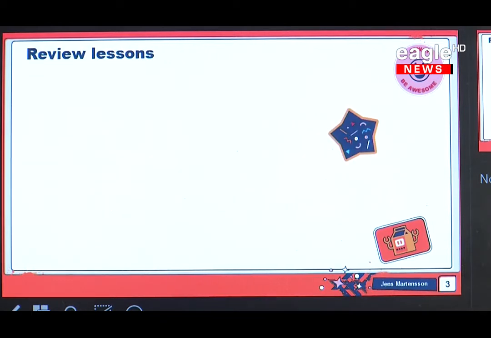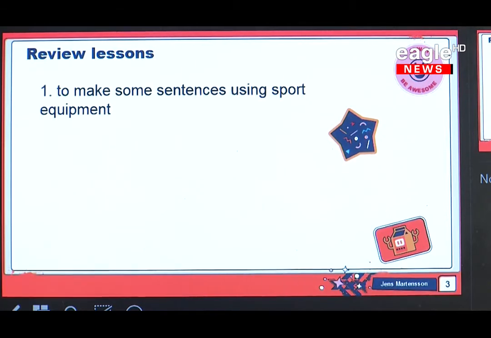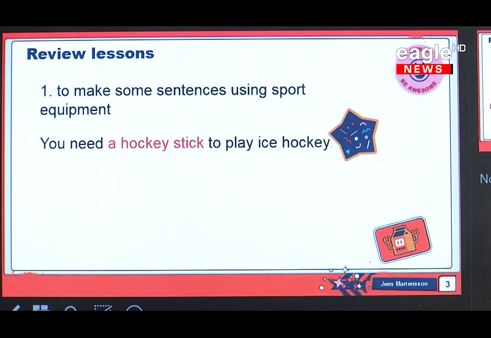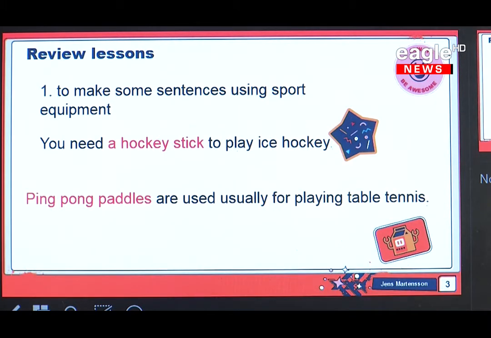Now let's review lessons. Before, we started to make some sentences using sport equipment. For example, you need a hockey stick to play ice hockey. Next example, ping pong paddles are used usually for playing table tennis.